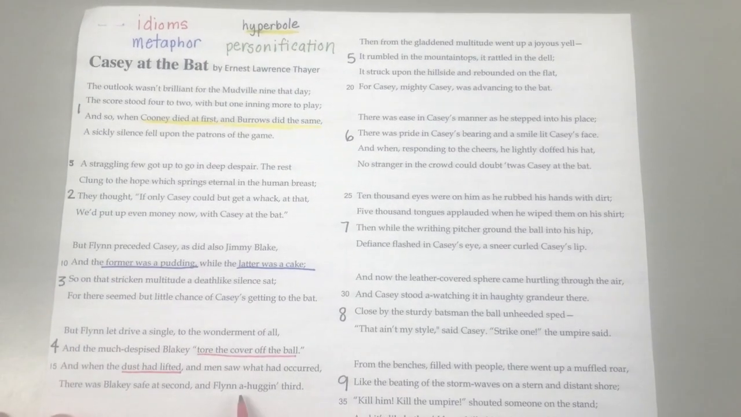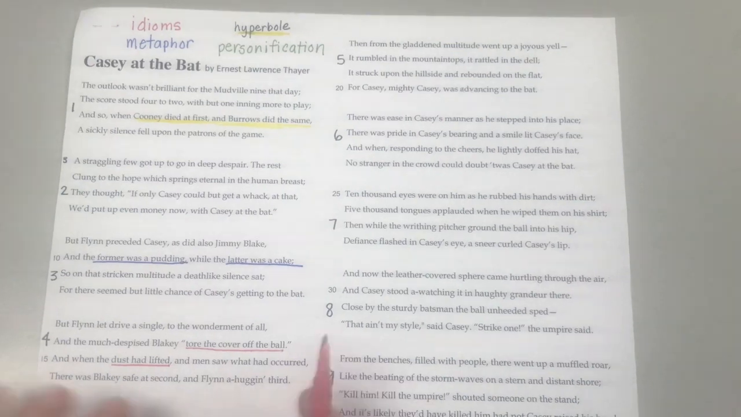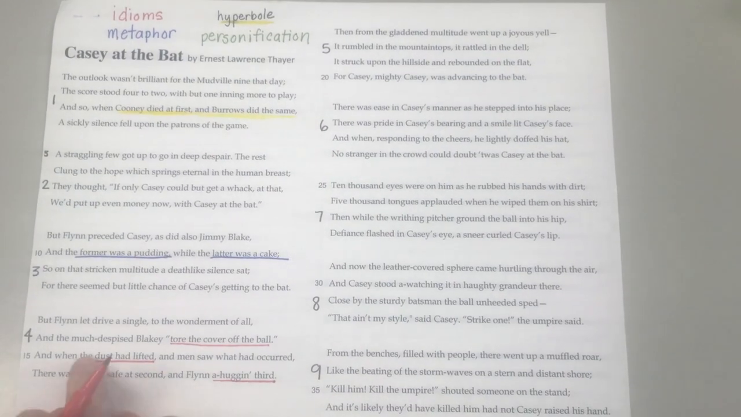It's an idiom. And then it says, "And when the dust had lifted and men saw what had occurred," meaning it all happened so fast, in such a flurry, people didn't even know what happened. The idiom is "when the dust had lifted and men saw what had occurred. There was Blakey, safe at second, and Flynn a huggin' third." Flynn, remember, was on first base. Blakey hit this huge ball that allows Flynn to run to third. Now Blakey's on second. So it says Flynn a huggin' third. It's another idiom. When you're hugging something, you're right next to it. So he's at third. So there are 3 idioms, or 3 sayings, in stanza 4.